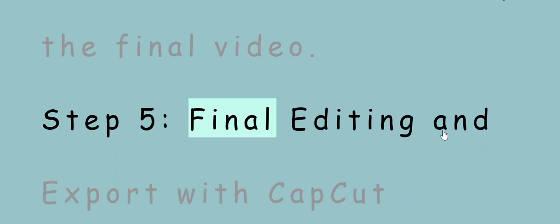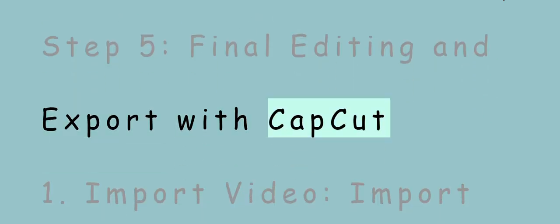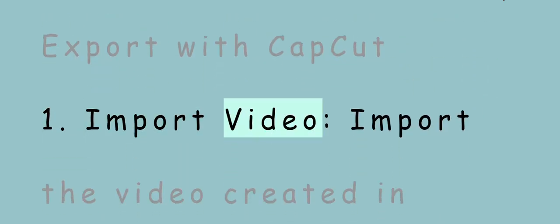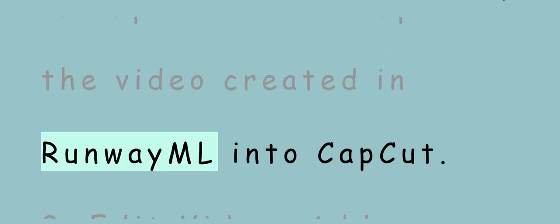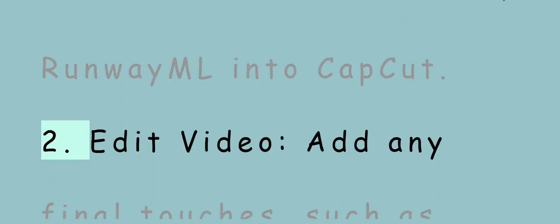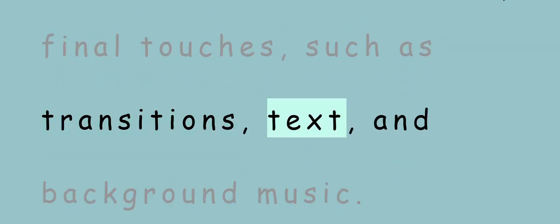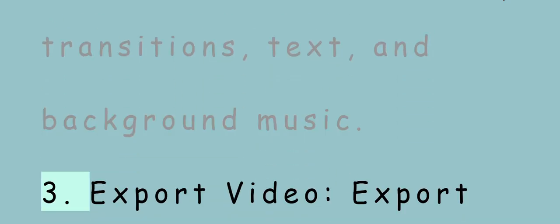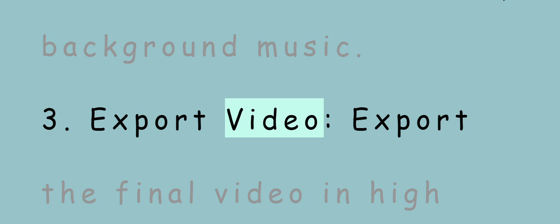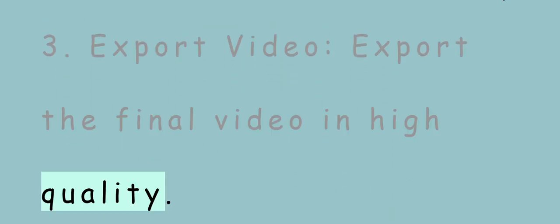Step 5. Final editing and export with CapCut. 1. Import video. Import the video created in Runway ML into CapCut. 2. Edit video. Add any final touches, such as transitions, text, and background music. 3. Export video. Export the final video in high quality.